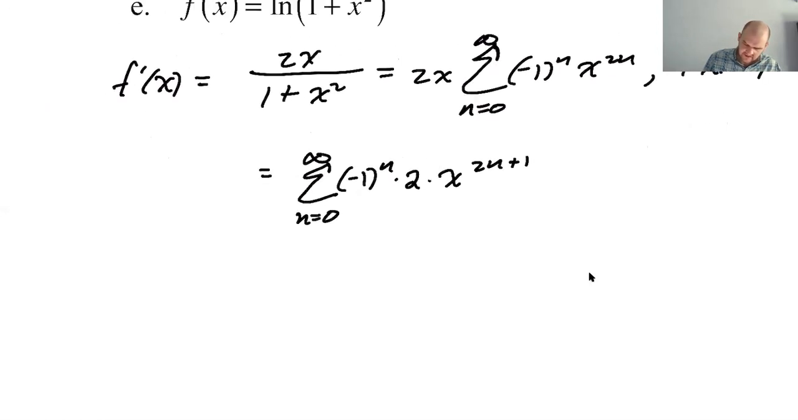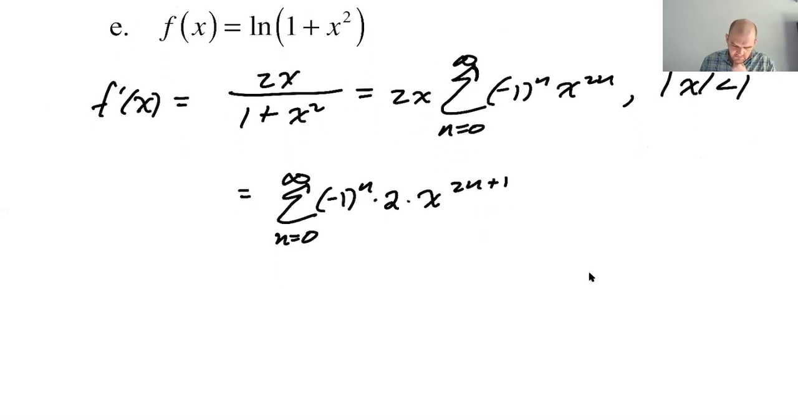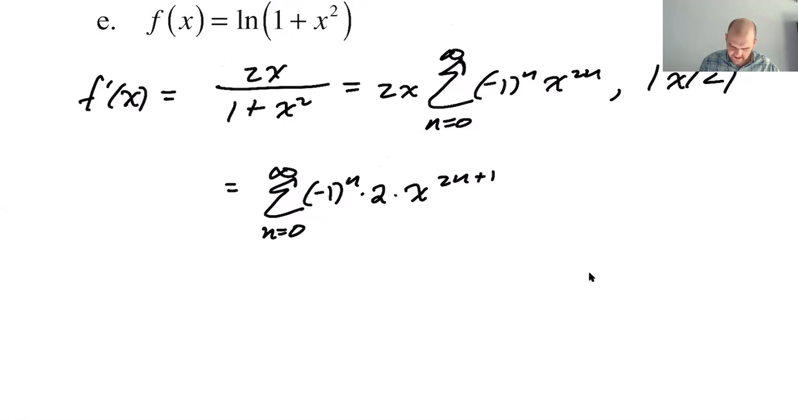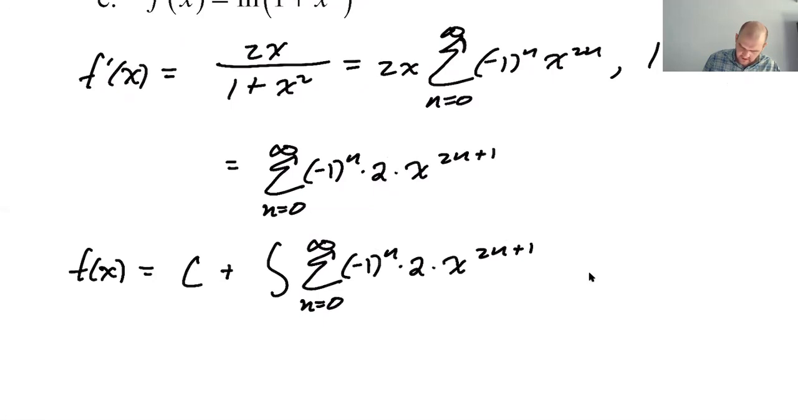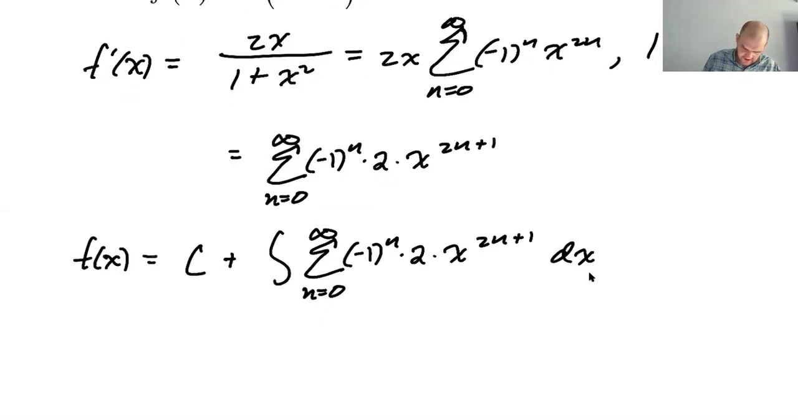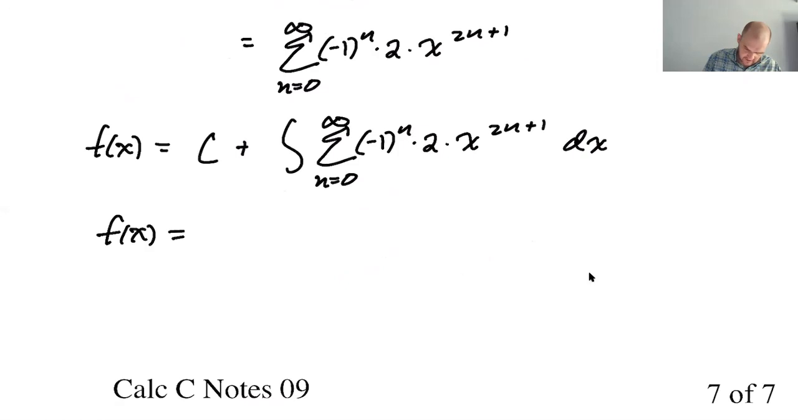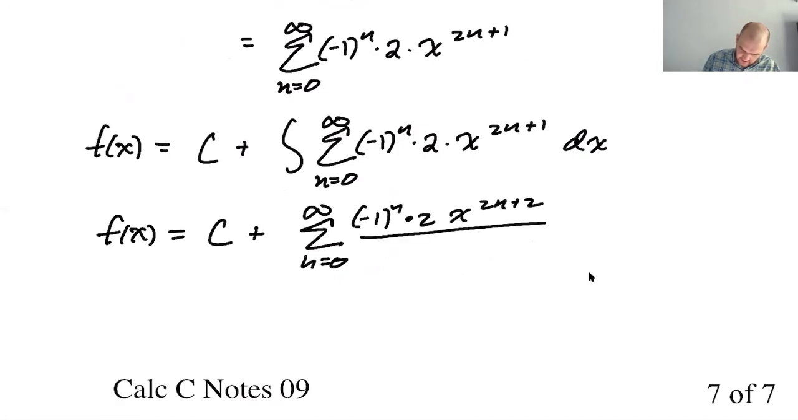Oh, look at what's happening. Now, what's this 2? I don't know. The other one doesn't have a 2. Is that a problem? Maybe. All right, so f of x is going to be c plus the integral of this thing, which I'll duplicate, and then dx. So here we go, f of x is c plus the integral, the sum from 0 of negative 1 to the n times 2, x to the 2n plus 2 over 2n plus 2.